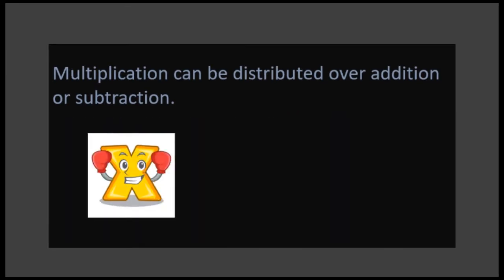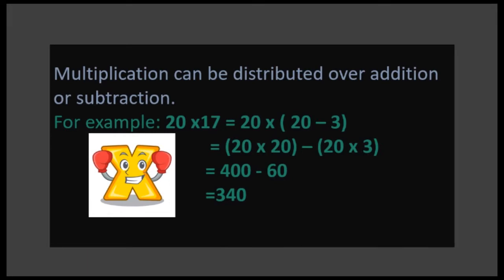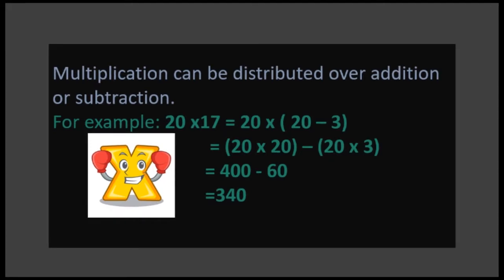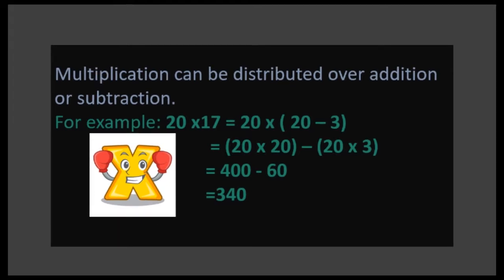Now let's see a subtraction example. Given 20 times 17. The first number you keep as it is, and for the second number this time you do a subtraction fact. We have 17 as the second number, and the subtraction fact that I have taken is 20 minus 3. You can take another fact even. For example, 21 minus 4 would even be fine.